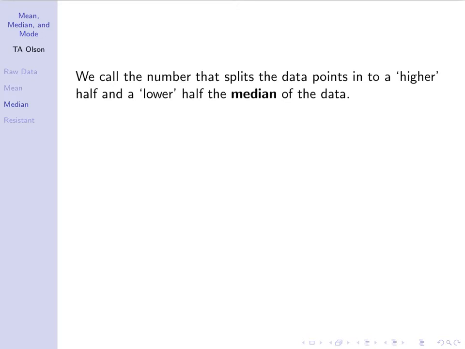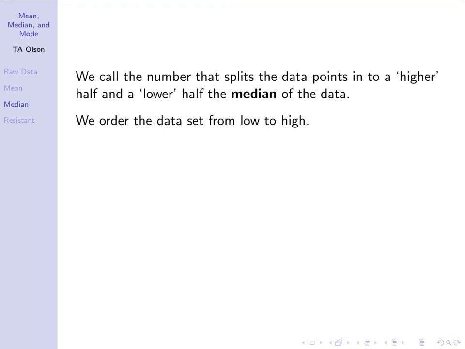The next thing that we can do to figure out what an average soda drinker looks like is called finding the median. The median is the number that separates our data points into a higher half and a lower half. So how do we calculate this?